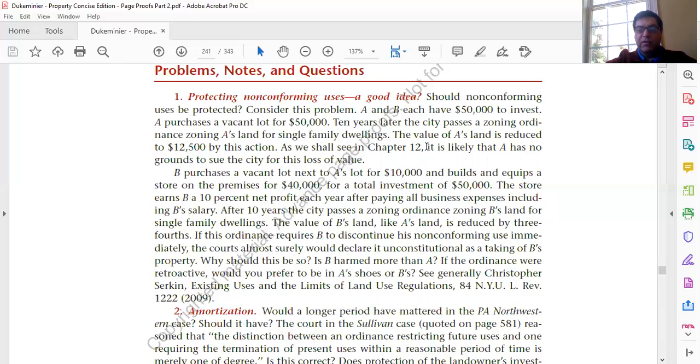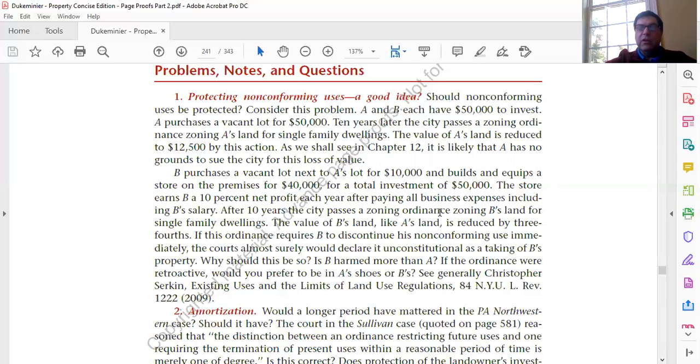This is actually similar to the fact pattern in the Village of Euclid case, at least as accepted by the court, when they accepted the allegations that the zoning ordinance there reduced the value of the land by 2/3 or 3/4, depending on how you calculated it. So that's one hypothetical. The other hypothetical is that B purchases a vacant lot for $10,000 and then spends $40,000 putting a store on the premises. So it's been a $50,000 investment. And the store earns a 10% profit each year for 10 years.